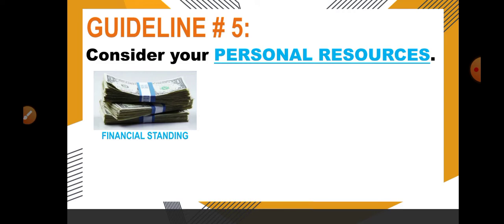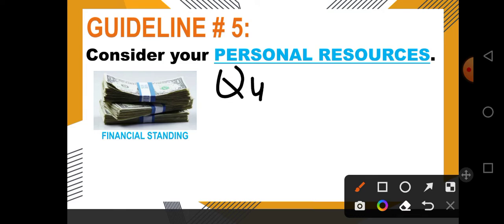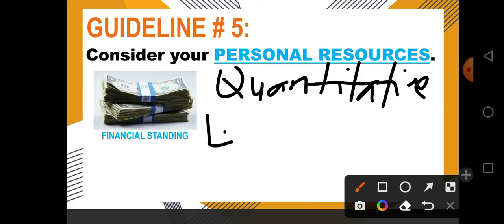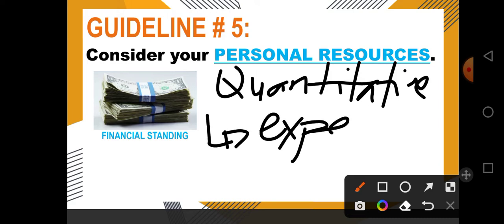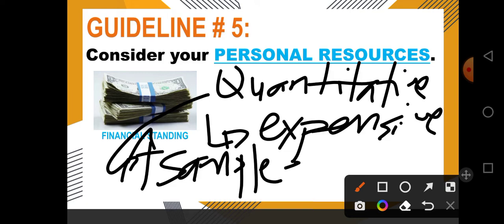Okay, class. So remember that SIP is a quantitative research. Your SIP is a quantitative research. And one weakness of quantitative research is that it is expensive. Why is quantitative research expensive? So quantitative research actually requires a larger sample size. So you need more respondents for you to produce reliable results.